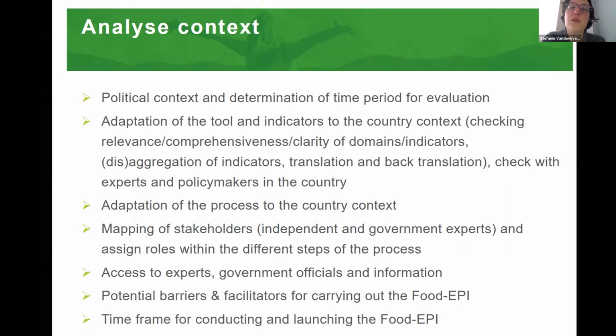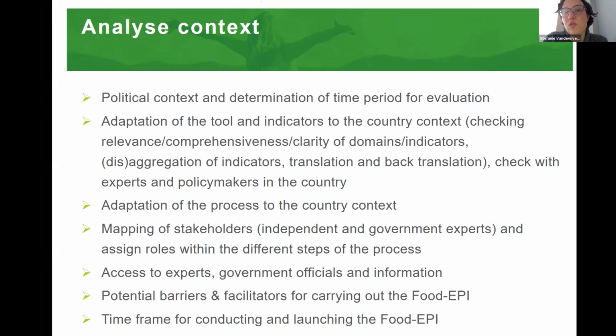So when you're interested to really do this in your country, it's really good to assess the political context. Some countries really try to follow the election cycles and to have the evaluation done at the end of a government term to then launch it before the elections, but that's not always possible because it also depends on when you get funding to do the exercise. So it's not really a must, but it's still good to know, okay, what is the political context right now and when would be a good time to conduct the exercise.